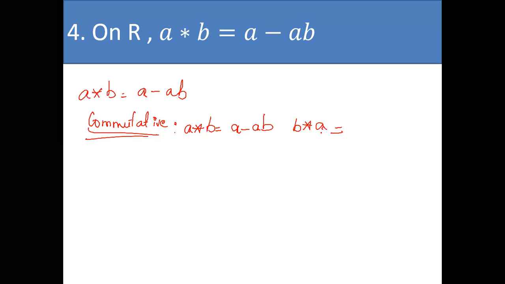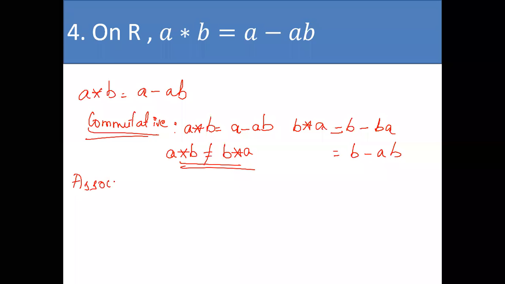Now wherever there is A, there is B, and wherever there is B, we have to replace it with A. So it is B minus BA. That can be written as B minus AB. Whether A minus AB is equal to B minus AB? No. So the given operation does not satisfy the commutative property. Next, what we have to check? We have to check for associativity.